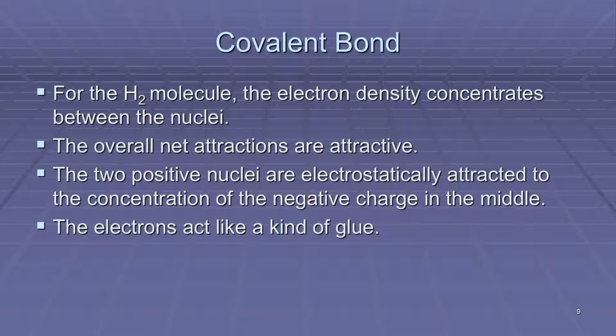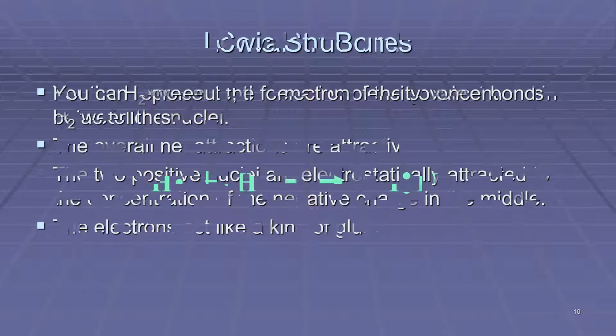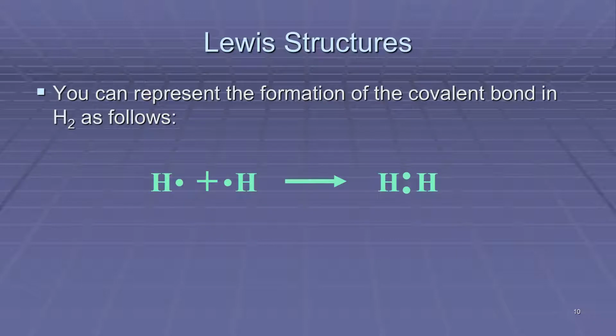All right, so we just saw that the density concentrates between the nuclei. Overall, the net attractions are attractive, and so the 2 positive nuclei are attracted to the negative charge in between, which acts sort of like a glue. Okay, we can represent this bond in this way.